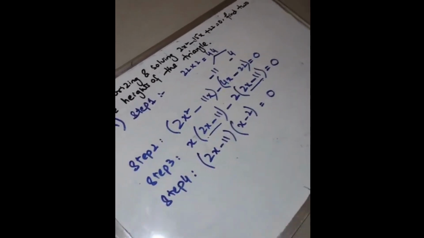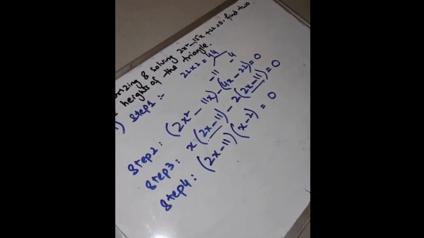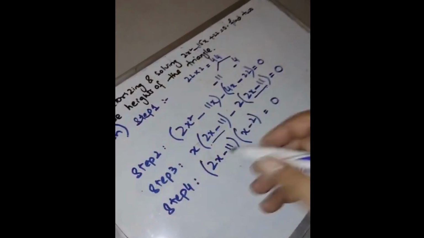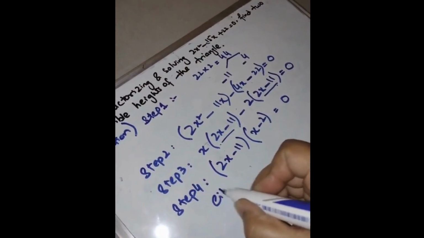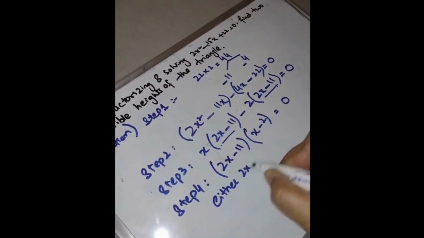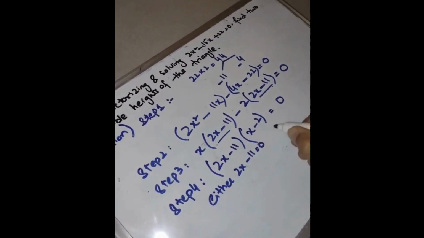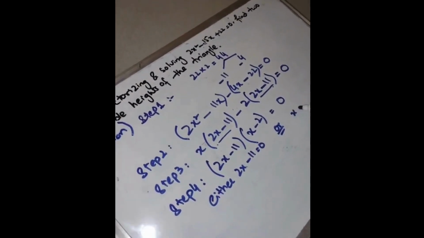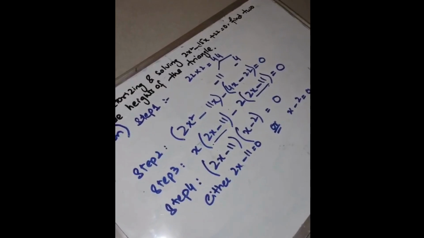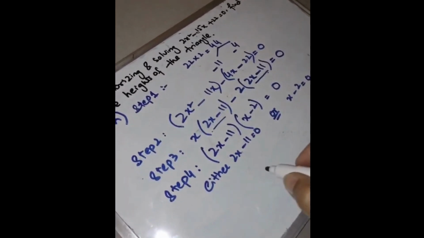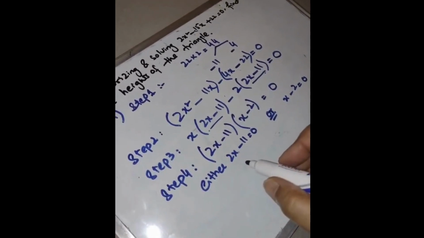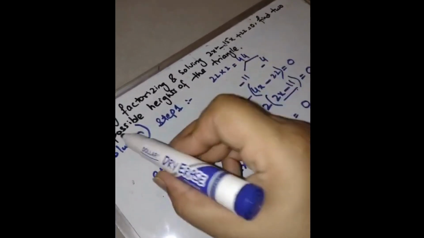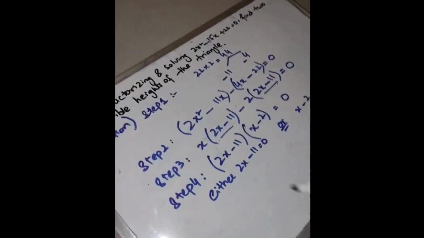So now we have either 2x minus 11 equals to 0 or x minus 2 equals to 0. So we have two possible values of x. So there will be two possible heights. Find two possible heights of the triangle.